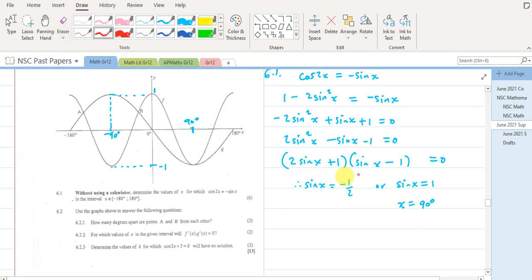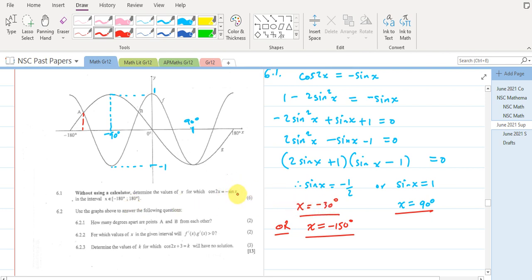Sine of x is equal to negative half, so x is equal to negative 30 degrees, or what about here, which is closer, so 150, sine of 150 will also give you half, or x is equal to negative 150 degrees. So those are the three solutions. Determine the values of x for which cos 2x is equal to negative sine x in the interval from here to there.